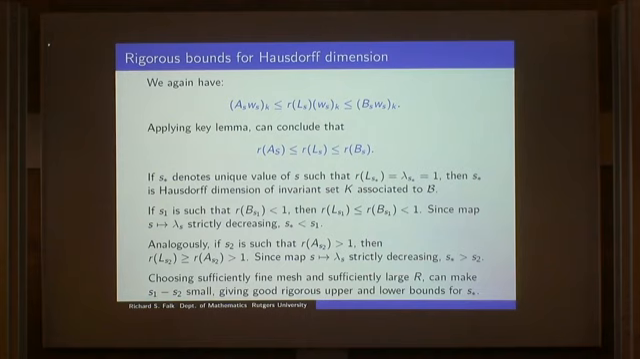So I do the same thing. If I have my S star, if I can find some guy that's less than 1, then I can get an upper bound or a lower bound on the S star that I'm looking for. I choose a sufficiently fine mesh, large enough R, and I can get rigorous upper and lower bounds.